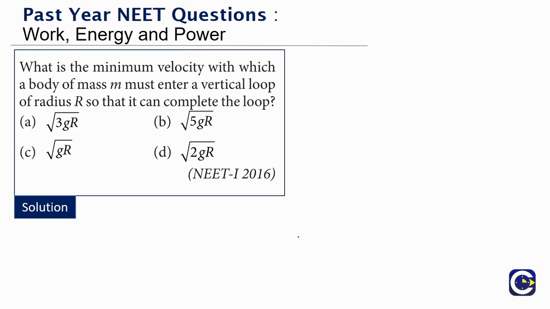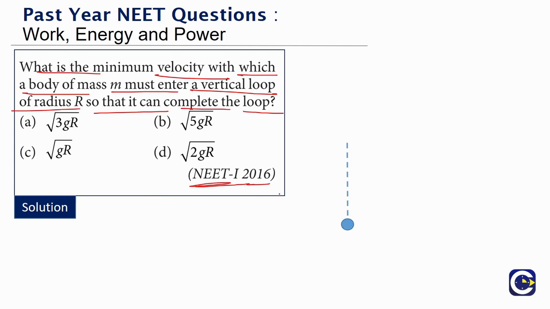Next we have a very standard question. This has come in the year 2016 paper 1. In fact, people remember these values like a standard result. What is the minimum velocity with which a body of mass m must enter a vertical loop of radius r so that it can complete the loop?